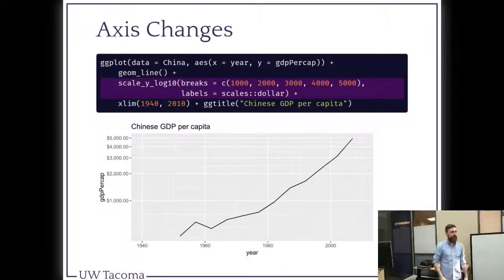Do we have a natural log? Natural log? Yeah. So log 10 here, I'm trying to think if there is a natural log one. You can, of course, log the variables manually. So just the log function is the natural log. But I don't know if there's a scale y log that will let you set the base. There might be a scale y log base, but I'm not sure. I've only ever used scale y log 10 or manually logged my variables.